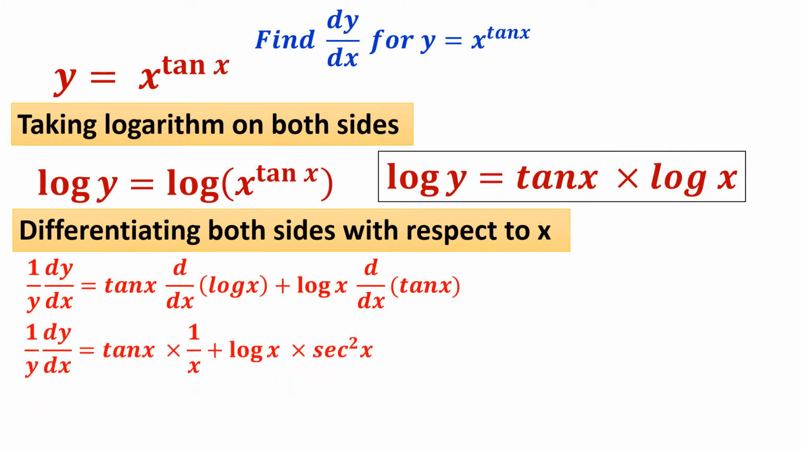D by dx of log x is 1 by x. Differentiation of tan x is secant square x. By arranging the terms, you can write it as tan x by x plus log x into secant square x. Now you have to push that y to the right hand side.